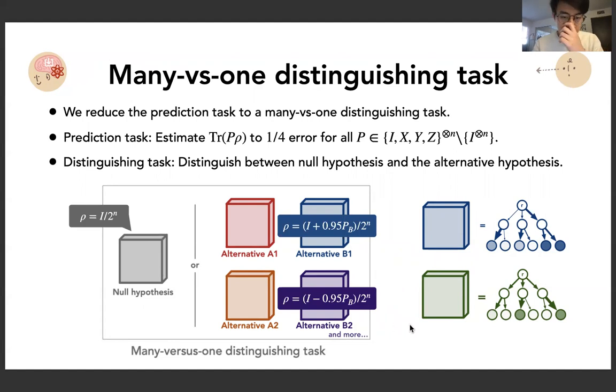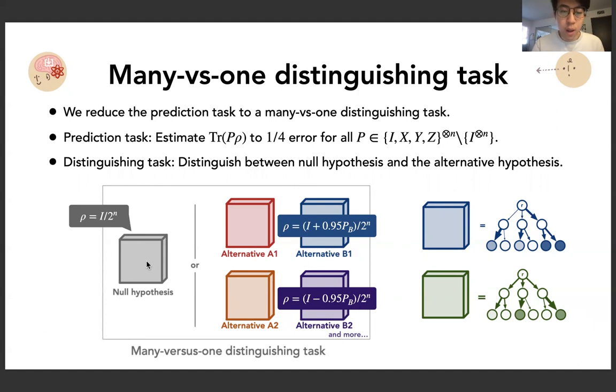Essentially, what we're going to consider here is that these Pauli observables, P_A, P_B, or P_C, and so on, are selected from one of these sets randomly. And it's not hard to show that if one could achieve the prediction task, that is, to estimate these expectation values to a constant error for all P, then one would be able to successfully distinguish between the null hypothesis and the alternative hypothesis.